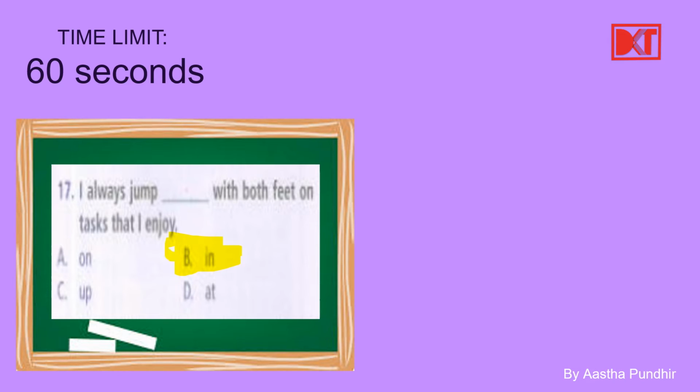Now this is, you see, this is a phrasal verb that is being formed. I always jump in. Phrasal verbs are the verbs which are formed with a verb plus either a preposition or something. So we have I always jump in with both feet on tasks that I enjoy. Now jump in actually means, when you jump in something, it doesn't mean literally that you are actually jumping inside something. Rather, it means that you get involved in something. Okay, so I always jump in with both feet on the tasks that I enjoy. So this person gets involved completely in the tasks that he or she enjoys. All right.